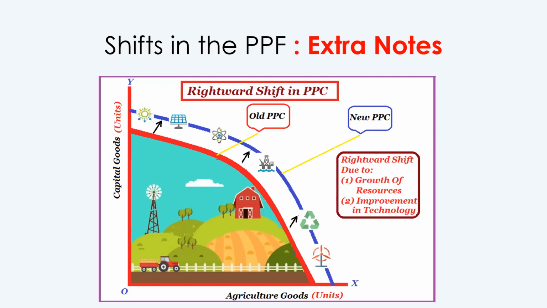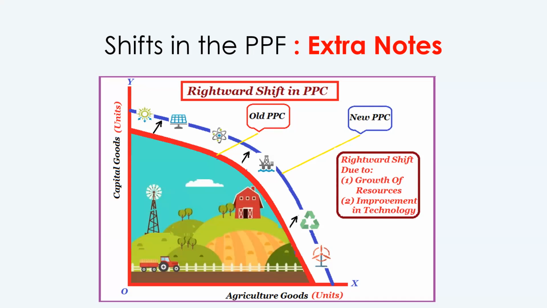Then secondly, improvements in technology. An improvement in technology means that you can manufacture or produce more products using the same amount of resources. Therefore, an improvement in technology will result in an increase in the PPC.